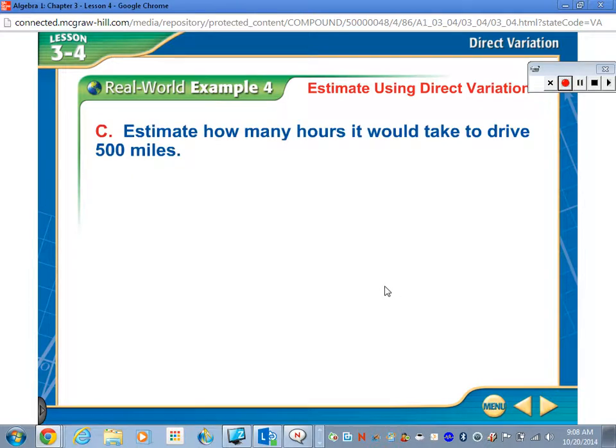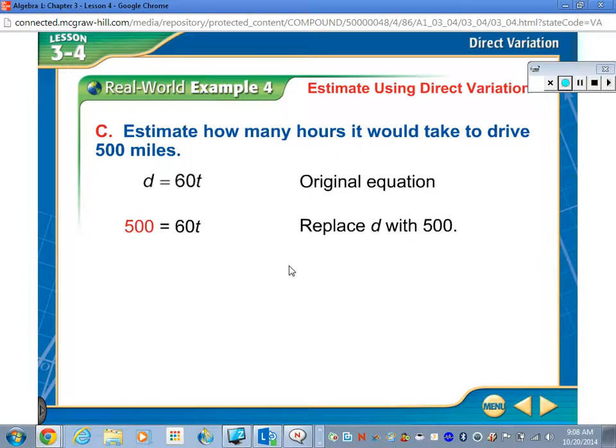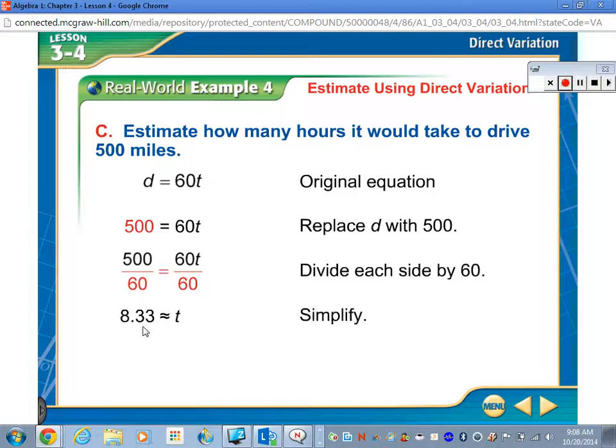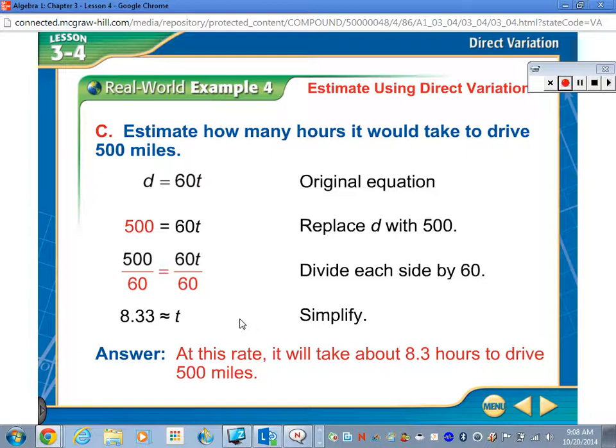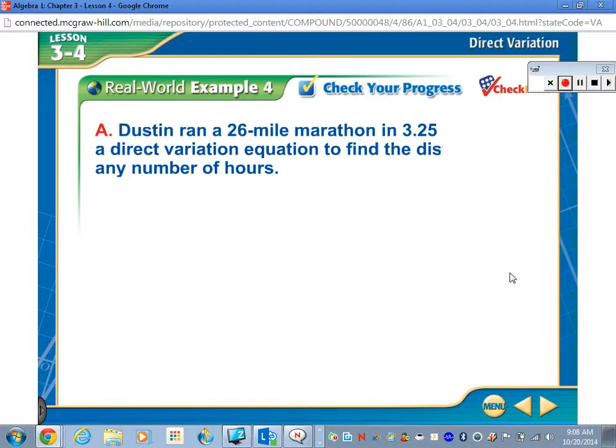Now, how many hours would it take to drive this distance? So we're going to use D equals 60T. That was our original. 500 represents distance. So we're going to divide both sides by 60. And when you do that, you're going to get 8.33, repeating, it's approximately T. The wavy lines means that it's approximation, it's not an exact answer. That's why they're doing that instead of the equals. We rounded to get that answer. And keep in mind there's all types of rounding. So at this rate, it would take about 8.3 hours to drive 500 miles. So hopefully you're seeing that this is actually a fairly easy thing to do.